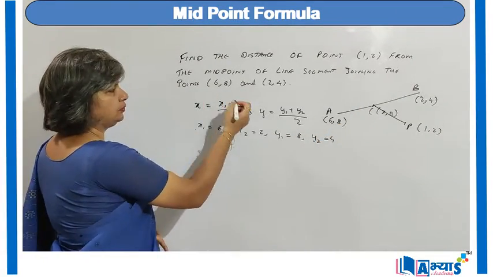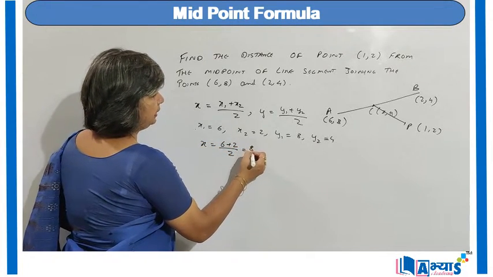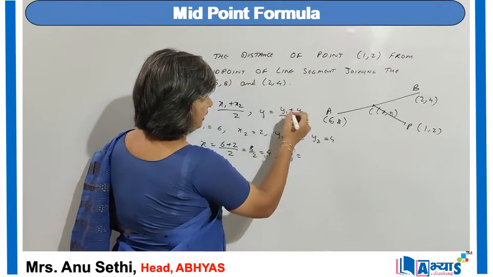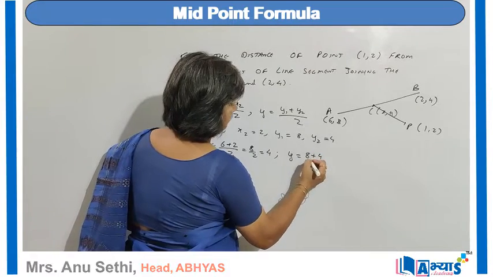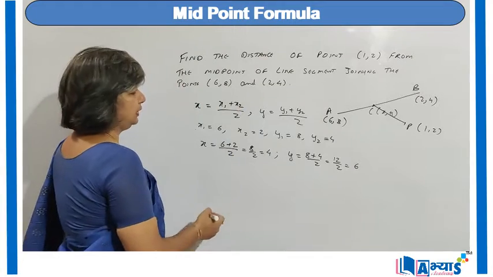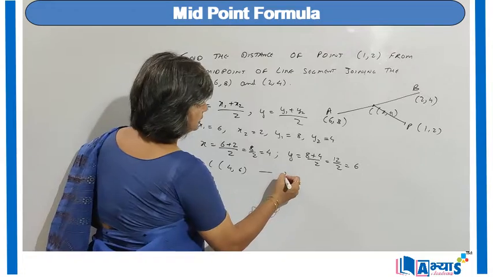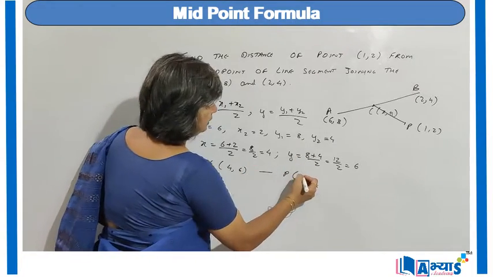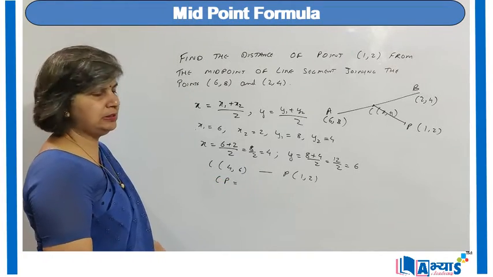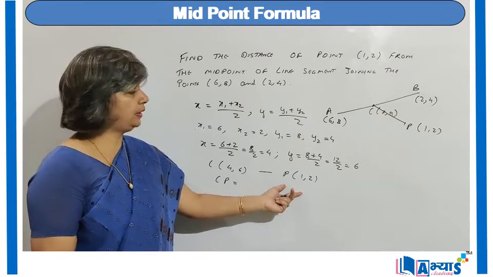So putting these values in the formula, I will get x as 6 plus 2 divided by 2. It will be 8 divided by 2, that is 4. Similarly, y will be equal to 8 plus 4 divided by 2, or 12 divided by 2, that is 6. So now the coordinates for C will be 4, 6, and we are supposed to find the distance of the point with the coordinates 1, 2. That means we are supposed to find the distance CP, where the coordinates of C are 4, 6 and the coordinates of P are 1, 2.